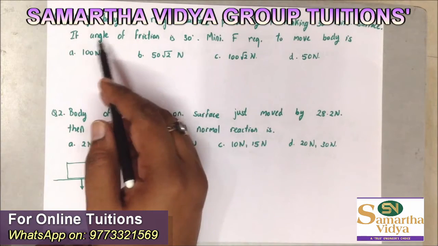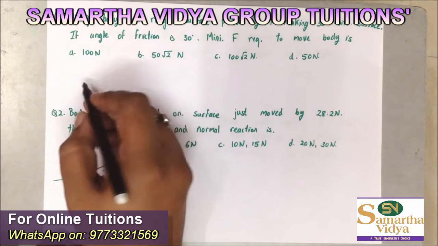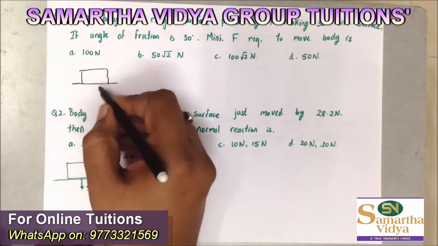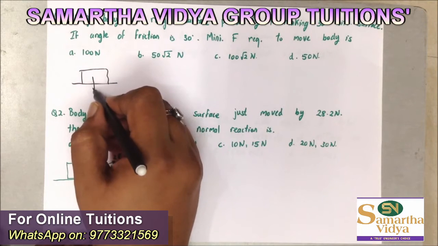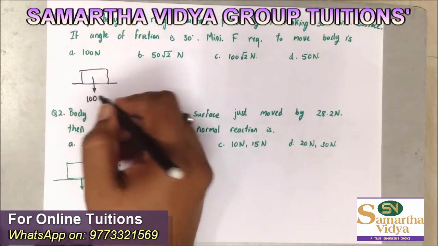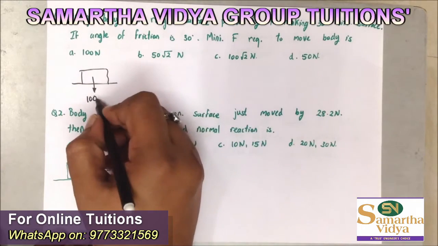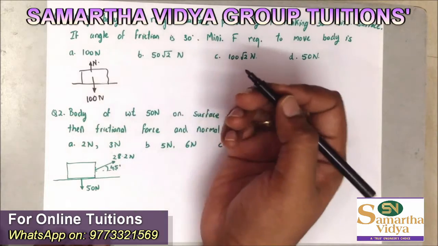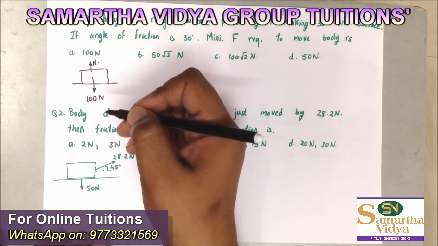So the question: we have a 10 kg body which is kept on a surface. Let us just represent it. So we have this 10 kg body. Since it is 10 kgs, it's going to have its weight downwards, so it's going to be 100 newtons. We are taking g as 10. So 100 newtons downwards. We'll have the normal reaction from the surface to the body.